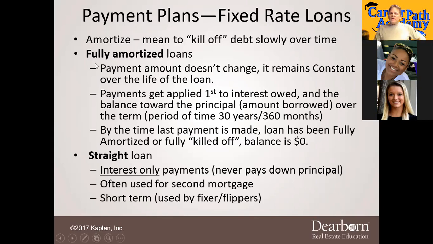Now in a fully amortized loan, your monthly mortgage payment goes towards both principal and interest. However, the amount goes to pay off interest first, and then whatever's left goes to pay down the principal, the amount that you borrowed. So in a fully amortized loan, payments get applied first to the interest owed, and then the balance towards the principal over the life of the loan. By the time the last payment is made, the loan has been fully amortized, or fully killed off, and the balance should be zero at the end of the day. So let's highlight under payment plans: amortize means to kill off slowly over time.